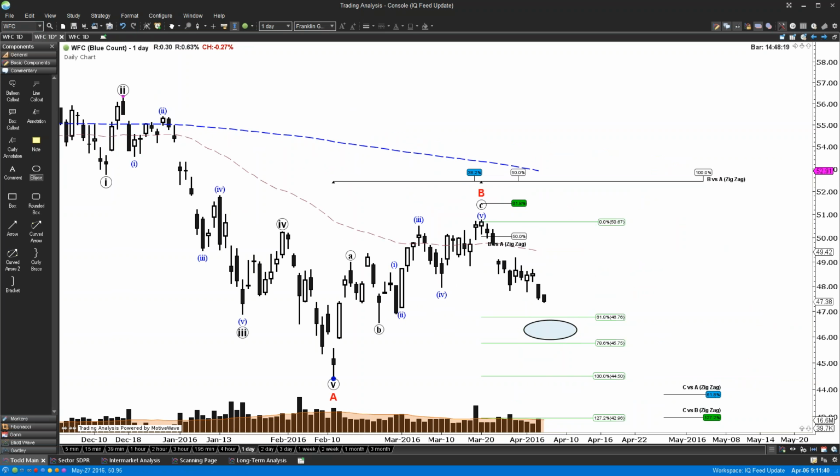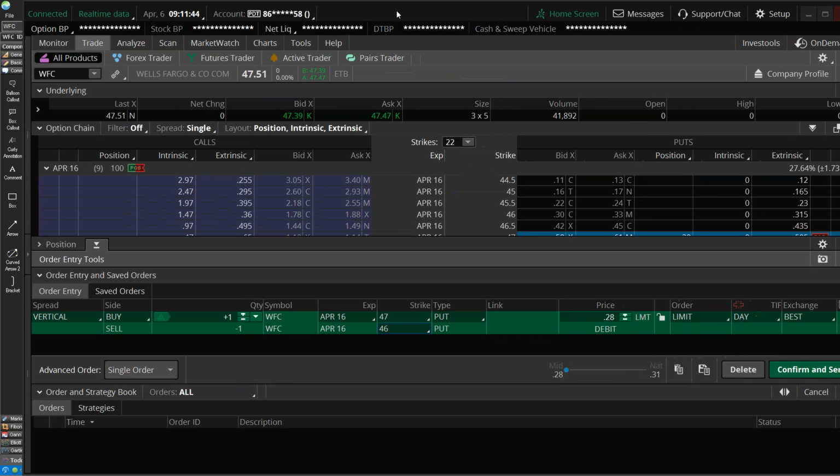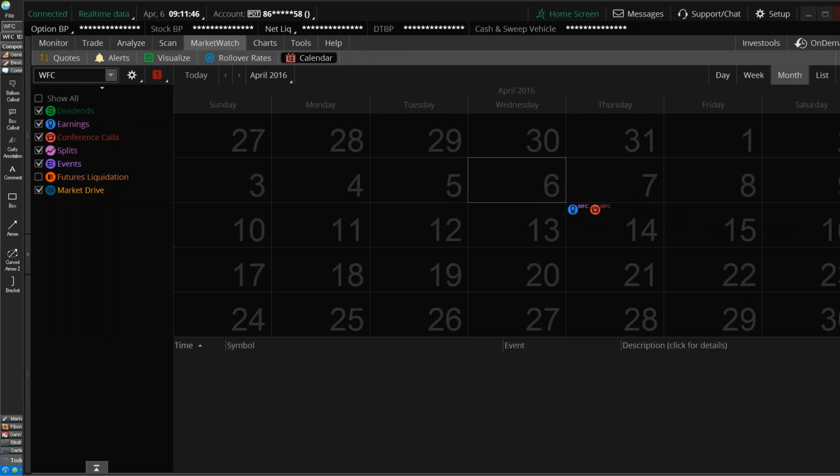We are coming up into earnings. I believe it's going to be on the 14th of April. Yep, so there's Wells Fargo on the 14th earnings. So we have 8 days to go.